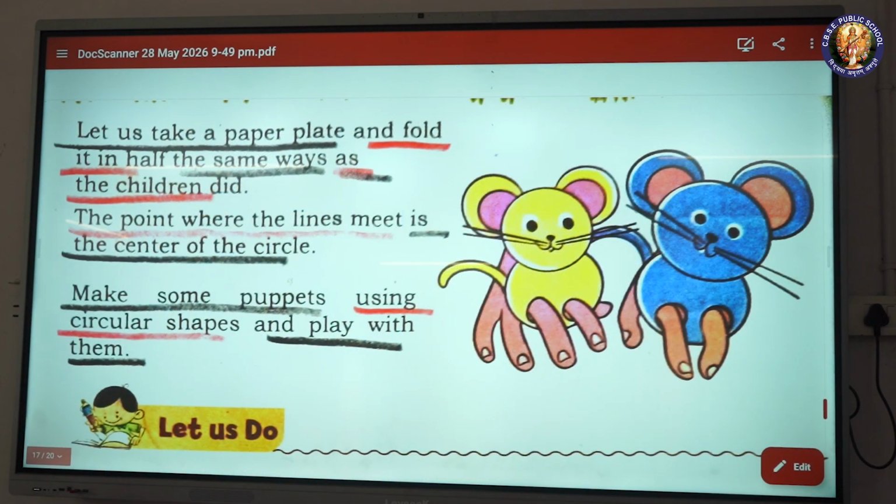Let us take a paper plate and fold it in half the same way as the children did. The point where the lines meet is the center of the circle. Make some puppets using circular shapes and play with them.